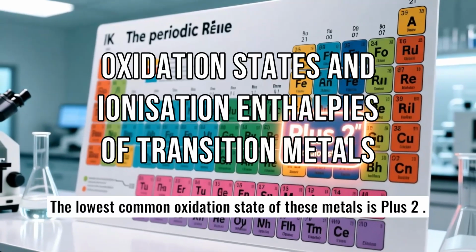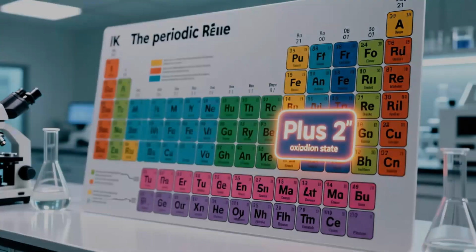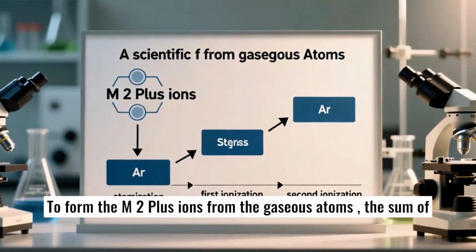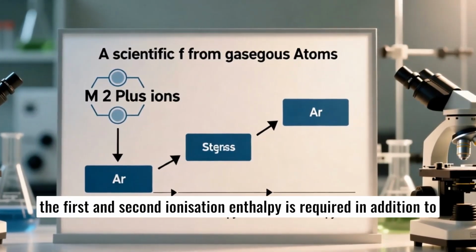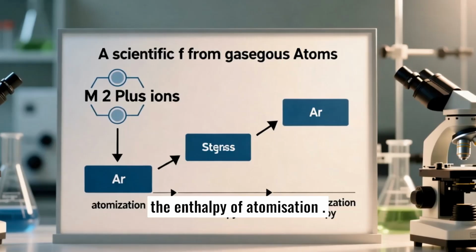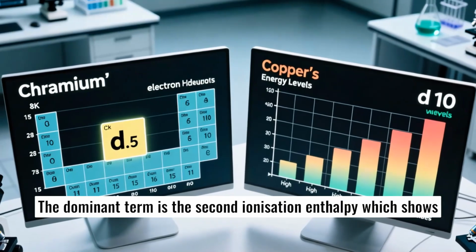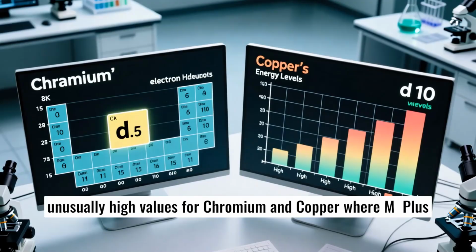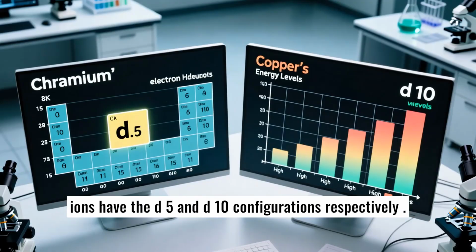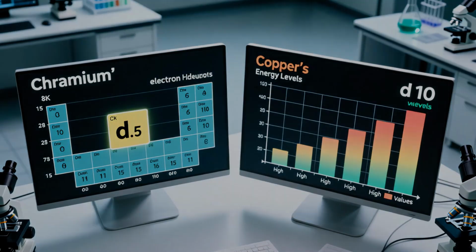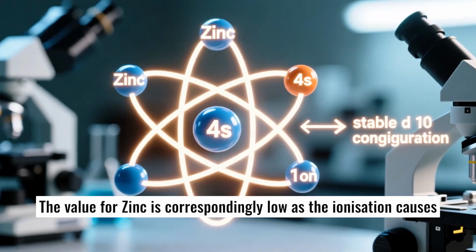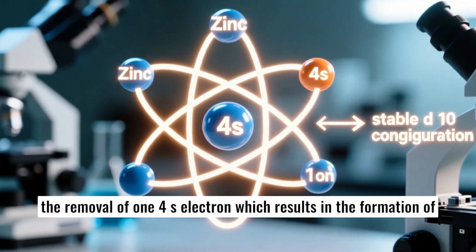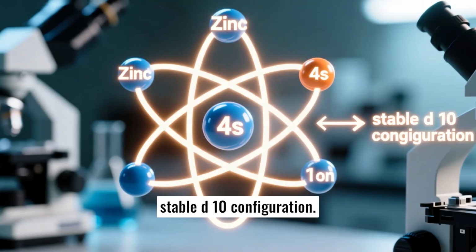The lowest common oxidation state of these metals is +2. To form the M2+ ions from the gaseous atoms, the sum of the first and second ionization enthalpy is required in addition to the enthalpy of atomization. The dominant term is the second ionization enthalpy, which shows unusually high values for chromium and copper, where M+ ions have the d5 and d10 configurations respectively. The value for zinc is correspondingly low as the ionization causes the removal of one 4s electron, which results in the formation of stable d10 configuration.